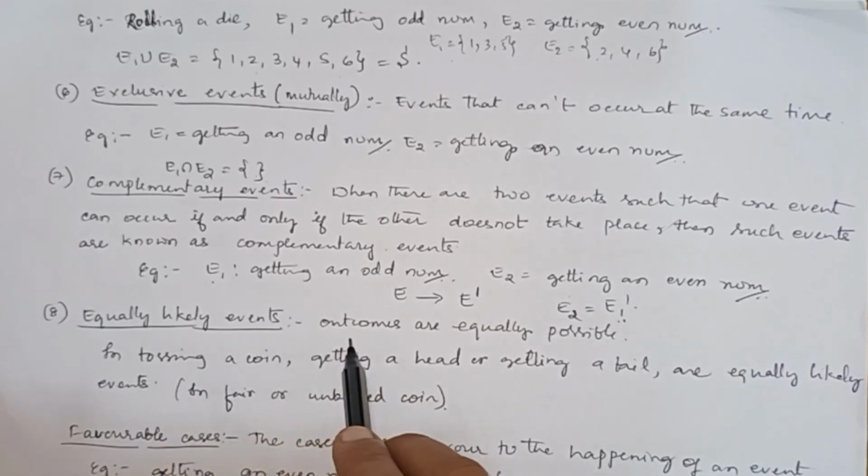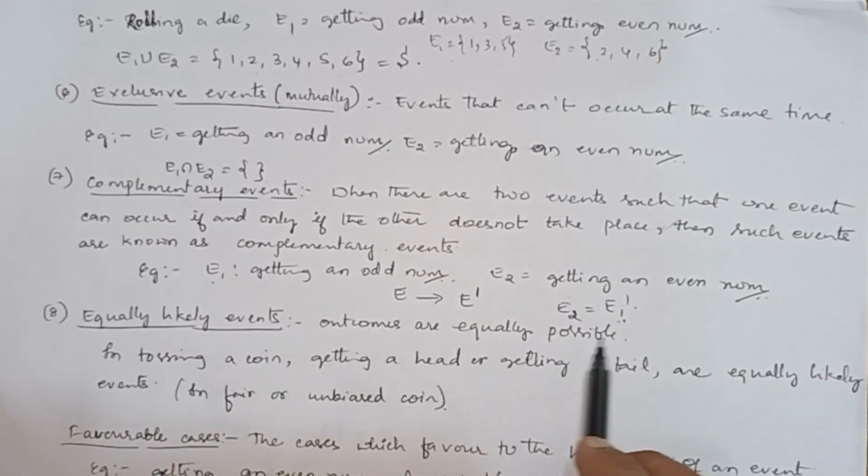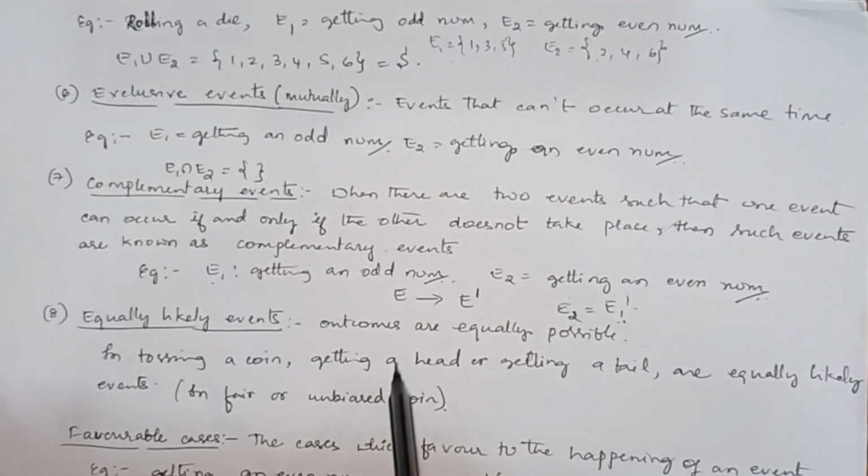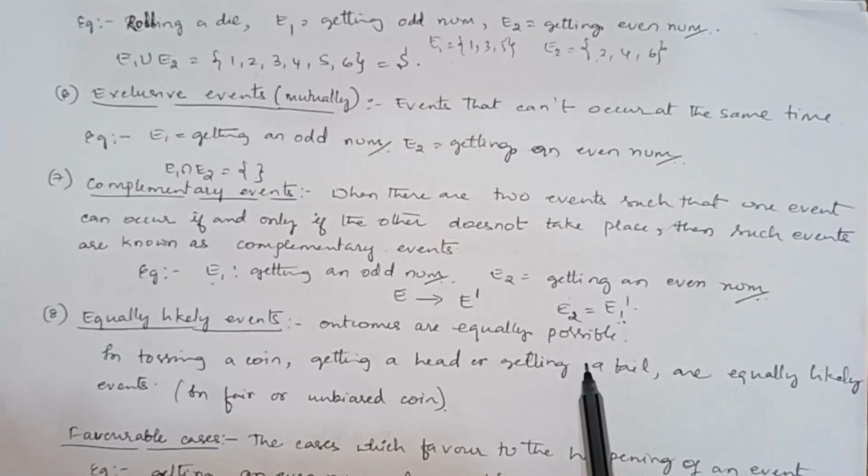Equally likely events. Outcomes that are equally possible, such events are called equally likely events. See, for example, in tossing a coin, getting head or getting tail. Suppose one event is getting head, another event is getting tail. Then these two events are equally likely because the chance of getting head is equal to the chance of getting tail.